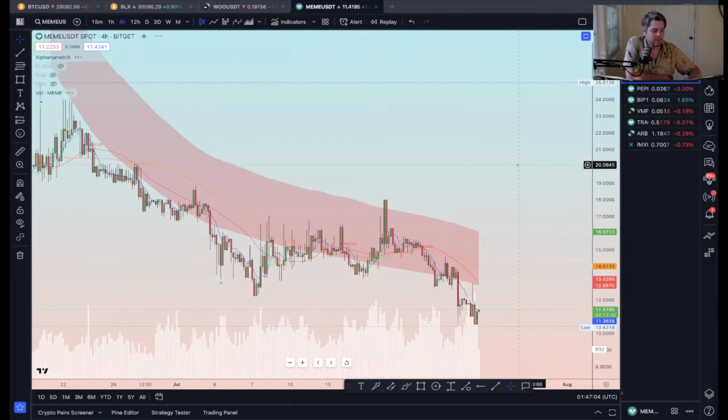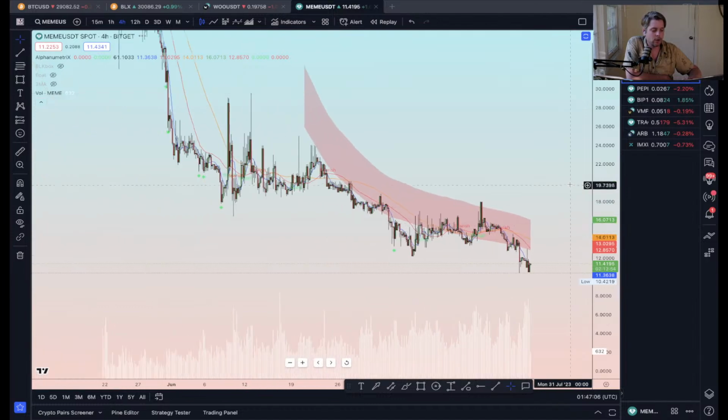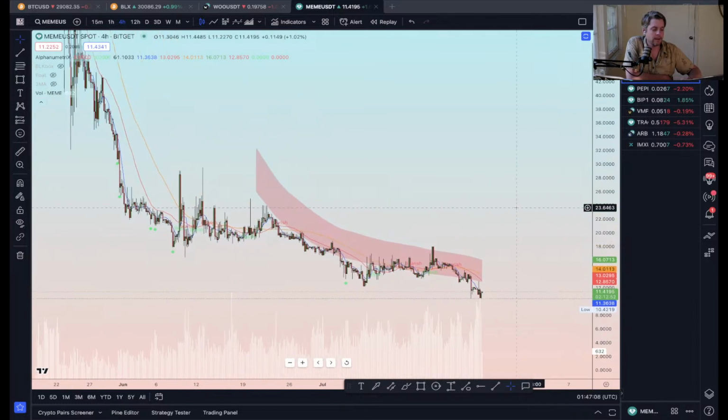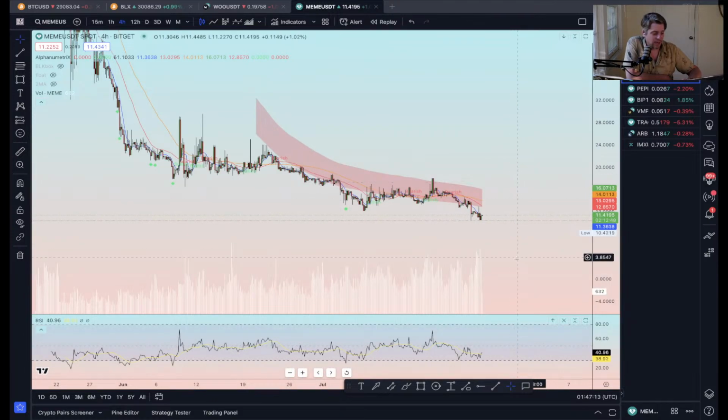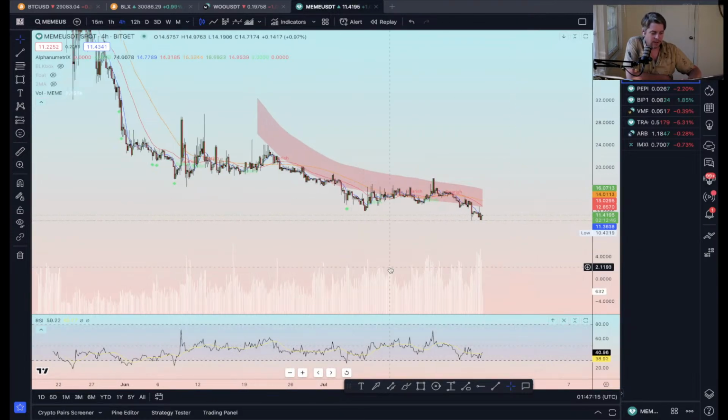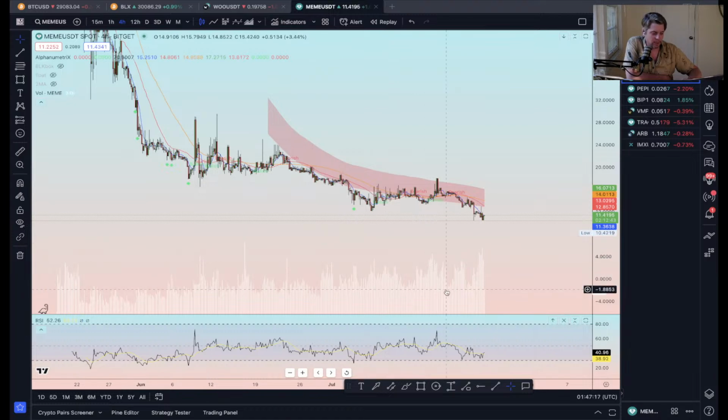Taking a look at Meme. Meme took a little bit of a beating, making a new low here in the market. And volume is increasing. This is on BitGet. Volume might be too low to really be noteworthy here on this chart, but we do have a bullish divergence forming here on the price of Meme.